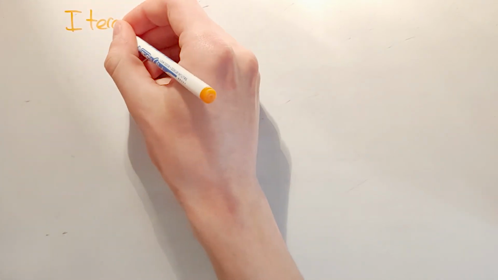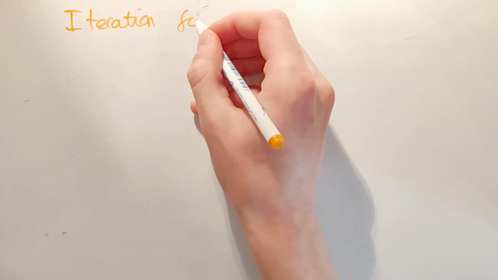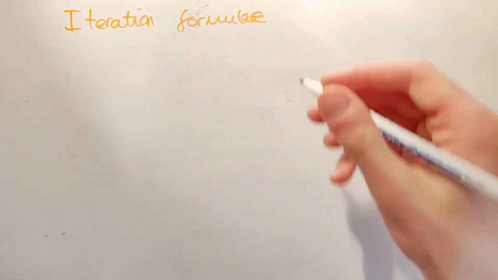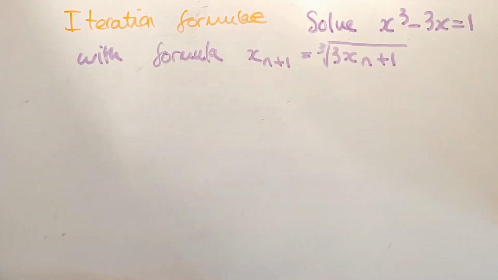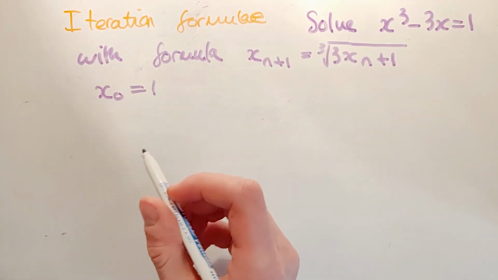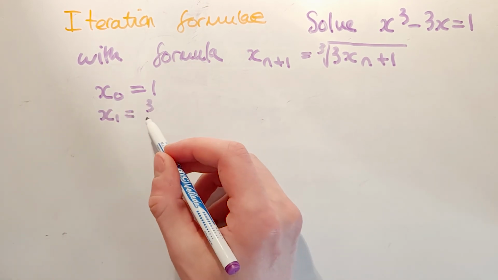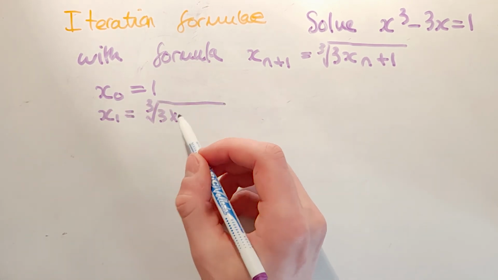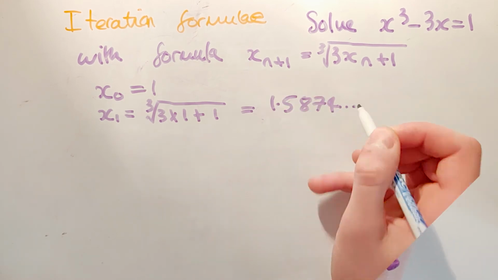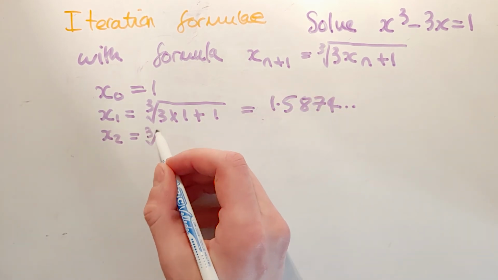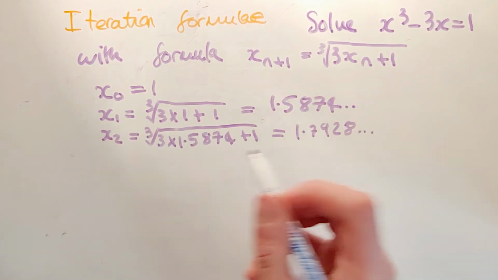At higher level, we can use iteration formulae to solve even more complicated equations such as cubics. You'll be given the equation to solve, as well as a formula to solve it and the starting value. Substitute this into the formula, and then you use the answer to substitute in again. Do this the amount of times that it says in the question. Each step brings you closer and closer to the actual answer.